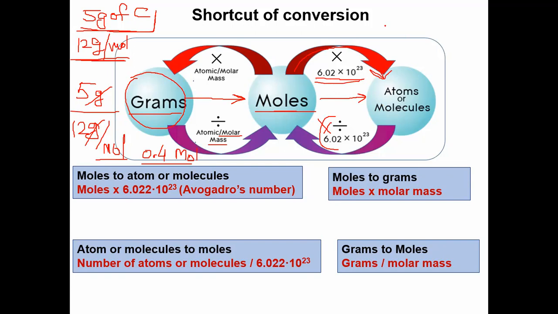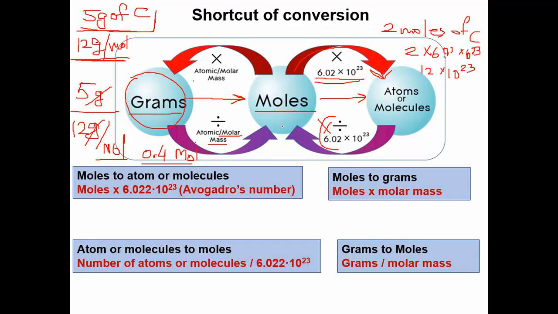For example, if you have 2 moles of carbon, it means that you multiply 2 by 6.02 times 10 to the power 23. It's going to be 12 times 10 to the power 23 atoms or molecules. Okay, so if you want to go backwards, if you have the number of atoms and you want to find moles, then you divide it by Avogadro's number, and you will find the number of moles.